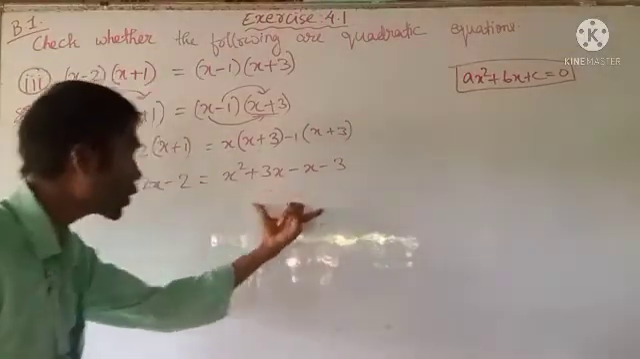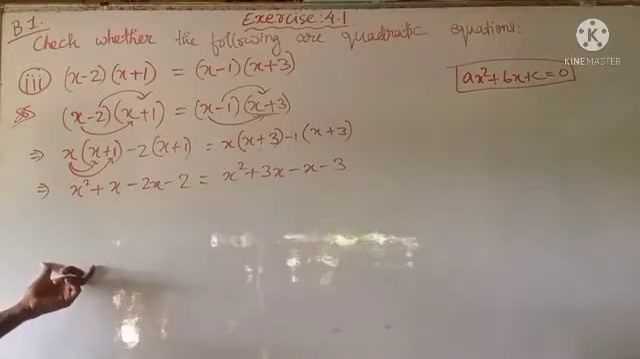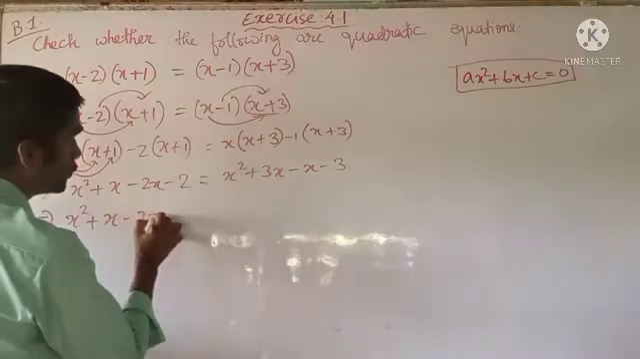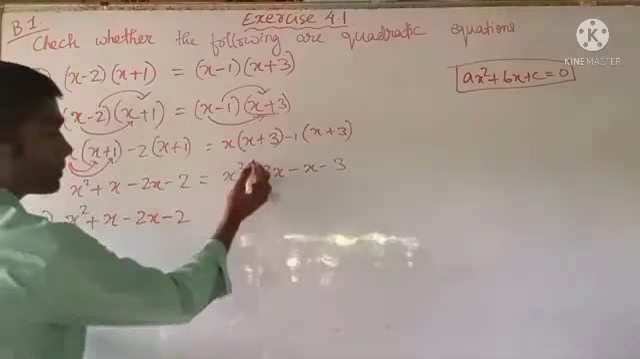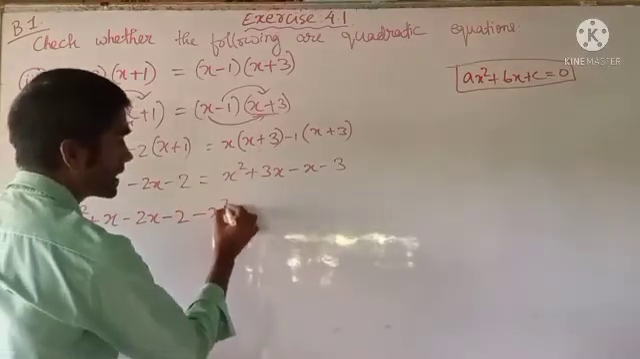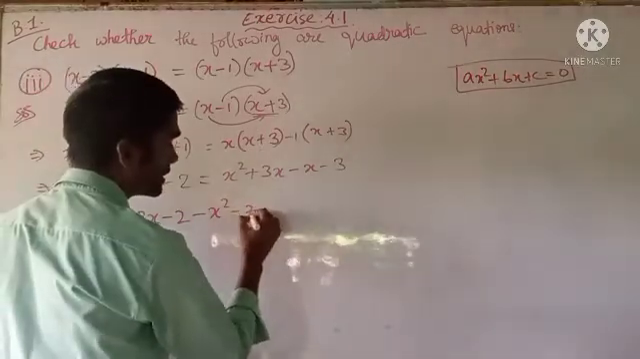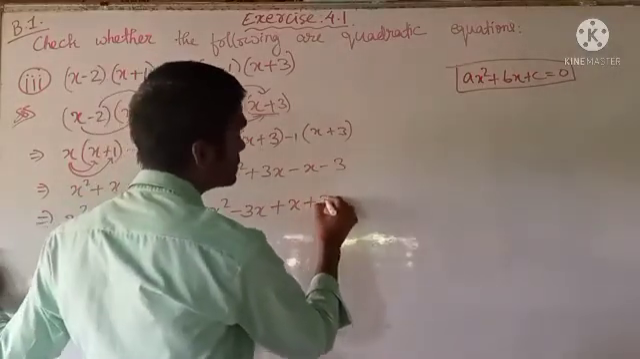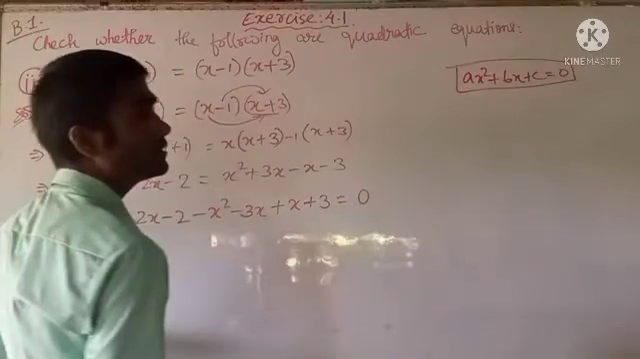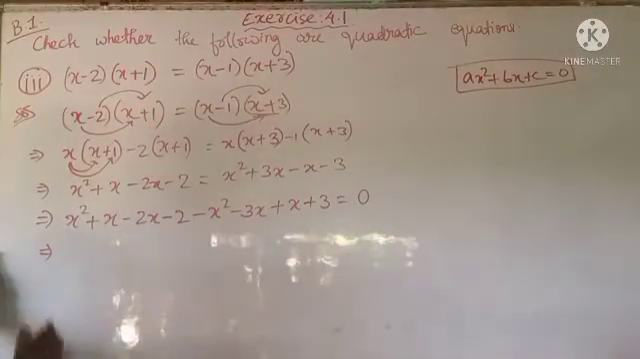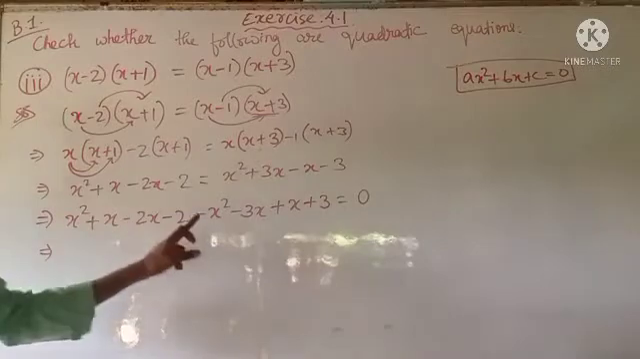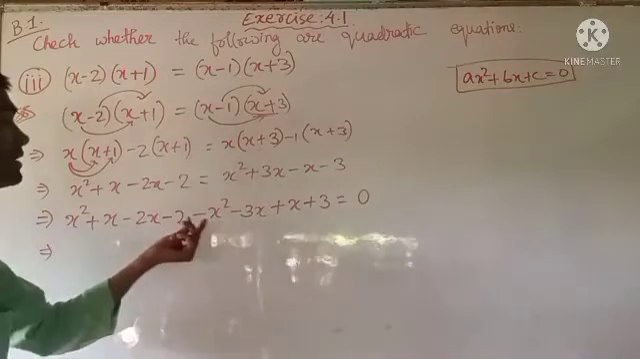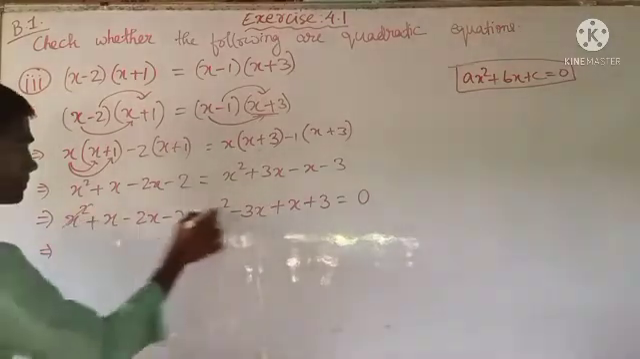So let us try to bring all terms to the left hand side, that is on one side. So x square plus x minus 2x minus 2, plus x square we are bringing, it will change into minus x square. Plus 3x will change into minus 3x. Minus x will change into plus x. Minus 3 will change into plus 3, equal to, nothing is left on the right hand side, so it is equal to 0. Now x square and minus x square, both the values are the same and the sign is opposite, so we can cancel them.